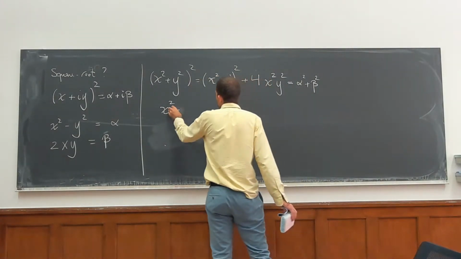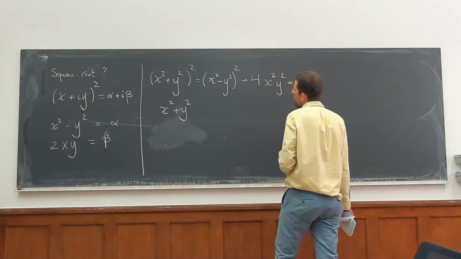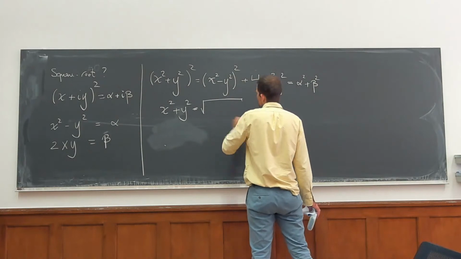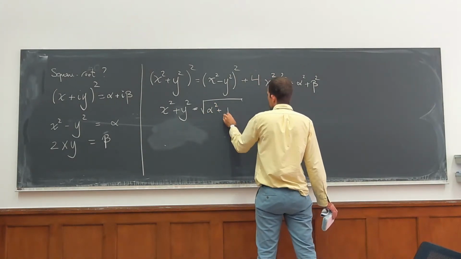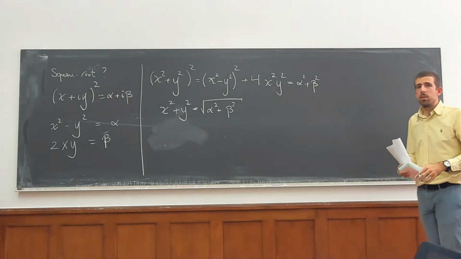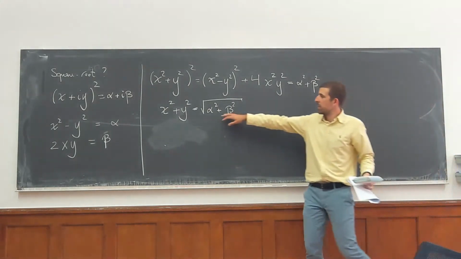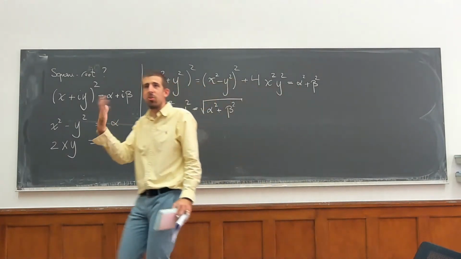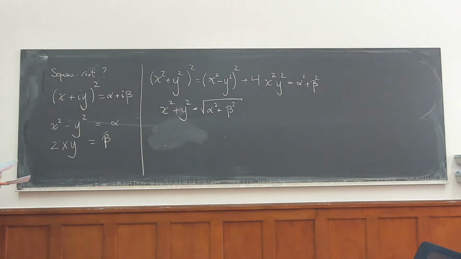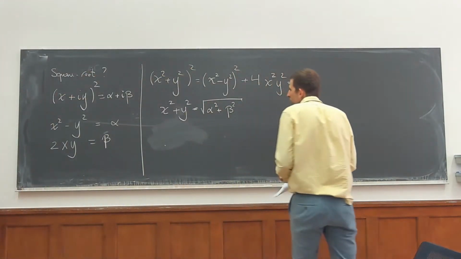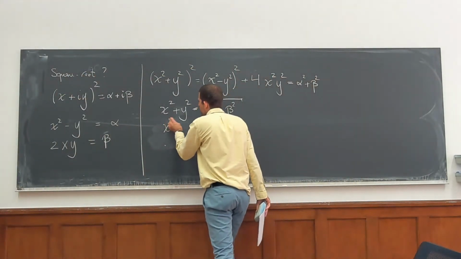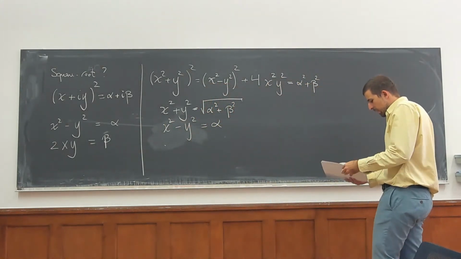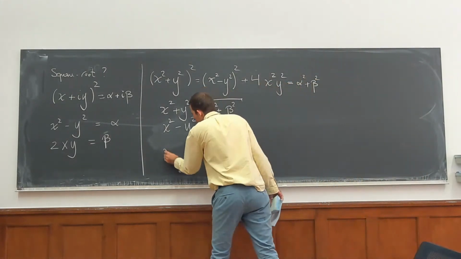This means in particular that (x plus y) squared is equal to the square root of something, because all these numbers are real and all this stuff is positive. So it is the square root that we know and love, the square root of a positive number that we're familiar with. And on the other hand, x squared minus y squared is equal to alpha.